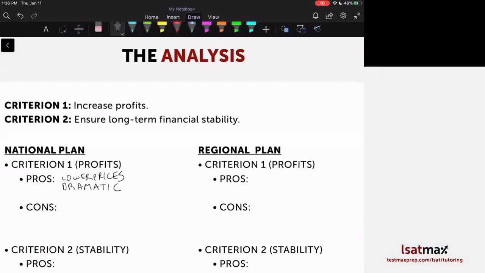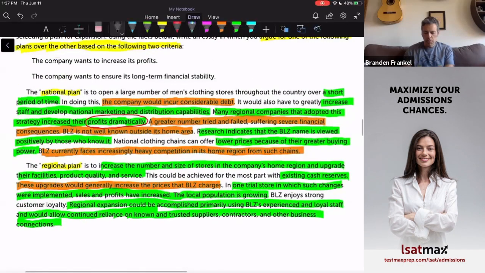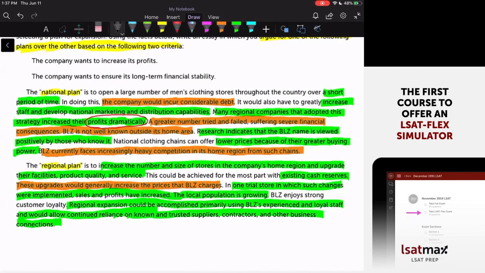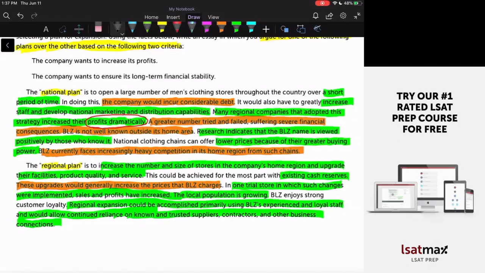Brandon, I had a question. Would we add that considering the next sentence? Because I was thinking about that, but I wasn't sure. What do you mean considering the next sentence? Well, it says a greater number have tried and failed, right? And suffered severe financial consequences. So even though when they adopted it, it increased their profits dramatically, then right after it says a greater number have tried and failed and suffered severe financial consequences.